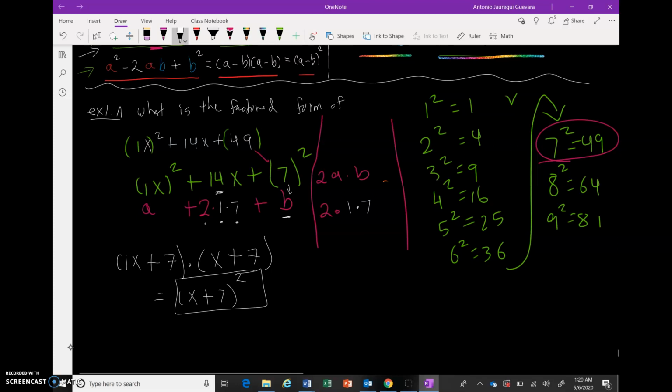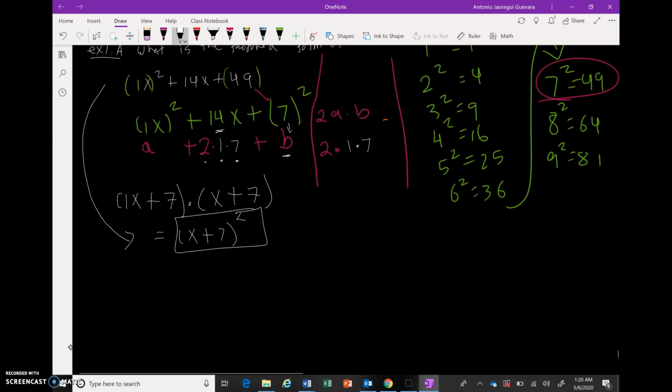Now, if you want to know why this is the same thing as this, you can literally work the whole exact thing out if you want to. So if you were to go backwards.